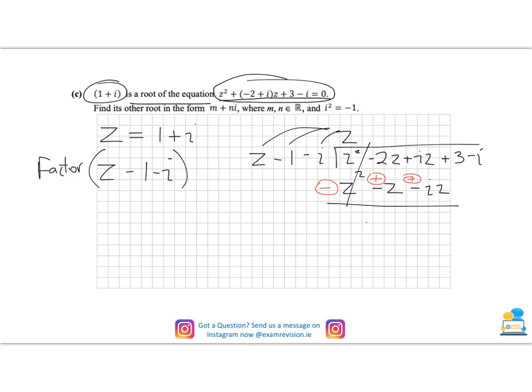That gives me minus 2z plus z, so that's minus z. And then plus iz plus iz gives me plus 2iz. I'm going to bring down that entire number there, because remember that's just your constant, so that's 3 minus i. And I'm going to start the whole process again. What do I multiply z by to get minus z? It's going to be minus 1.